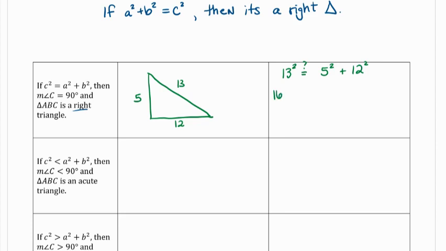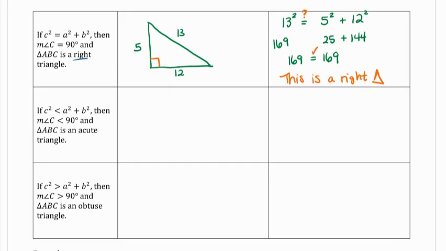So 13 squared is 169. 5 squared is 25 plus 12 squared is 144. And if I add those two together, I do in fact get 169. So since those two sides are equal to each other, that means that this is a right triangle. And we can add in our little right angle there. Okay, so if you plug them all in and they equal, then we've got it. That means it's a right triangle. So we're testing it here in the beginning and then seeing if it's equal.